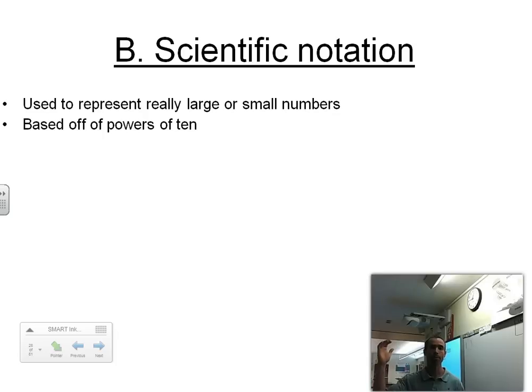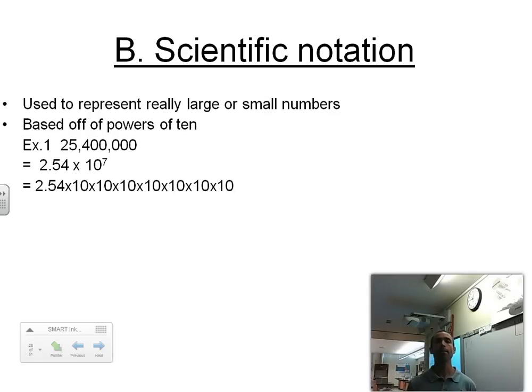So what we'll see is it's always 2 numbers multiplied together, some coefficient times 10 raised to some power. For example, if I have a large number like 25,400,000, I would write that in scientific notation as the product of 2 numbers. So there's the coefficient 2.54 times 10, and then the exponent in this case would be 7. What that really means is 2.54 times 10 times 10 times 10, 7 times.